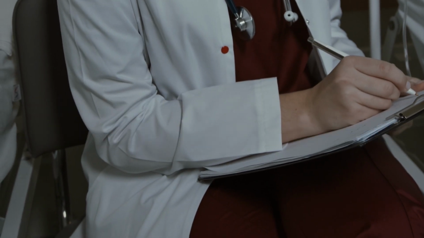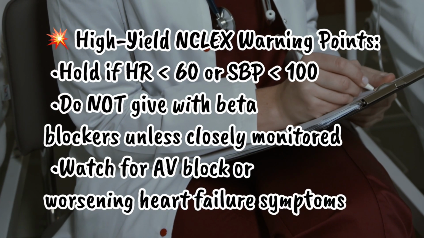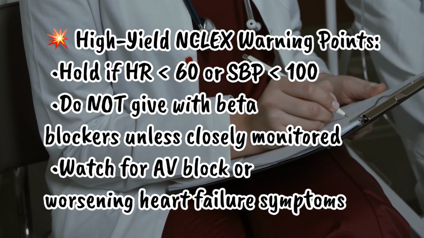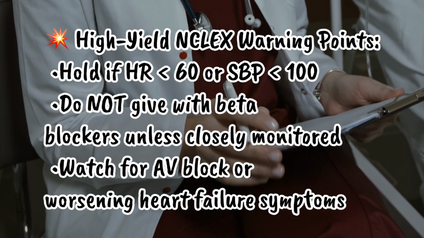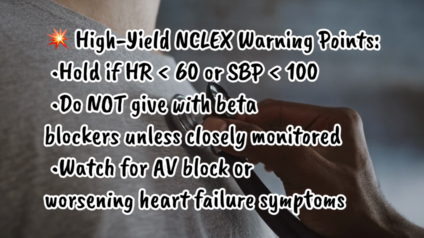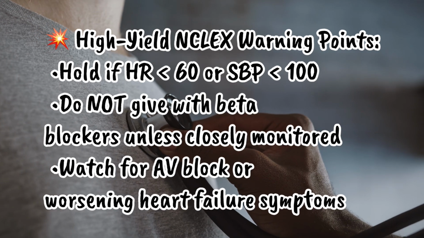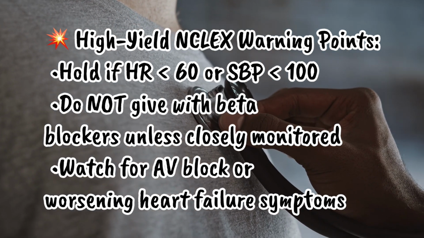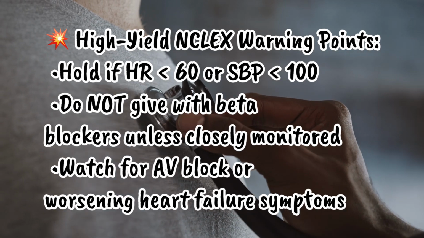Next are the NCLEX warning points. You have to remember to hold if the heart rate is less than 60 and the systolic blood pressure is less than 100. And do not give it with a beta blocker unless closely monitored, because it also decreases the heart rate and the systolic blood pressure. So watch for AV block or worsening heart failure symptoms.